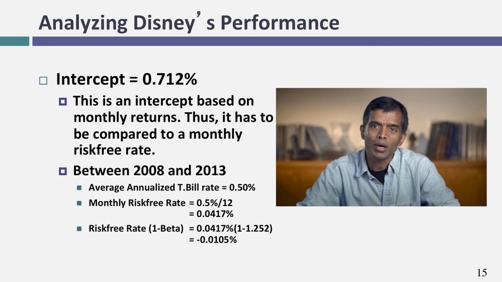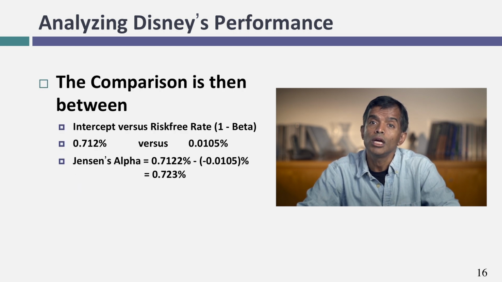My average monthly risk-free rate is about 0.041%. When I multiply that by 1 minus beta, in this case 1 minus 1.25, because my beta is 1.25, I end up with a negative number, minus 0.015%. You see, what does that even mean? That is what I would expect the intercept to be if the stock did exactly as predicted during the period of the regression. In other words, my intercept should have been minus 0.01%. It actually was 0.71%. You take the difference between those two numbers, you get 0.72%. That's my Jensen's alpha per month.